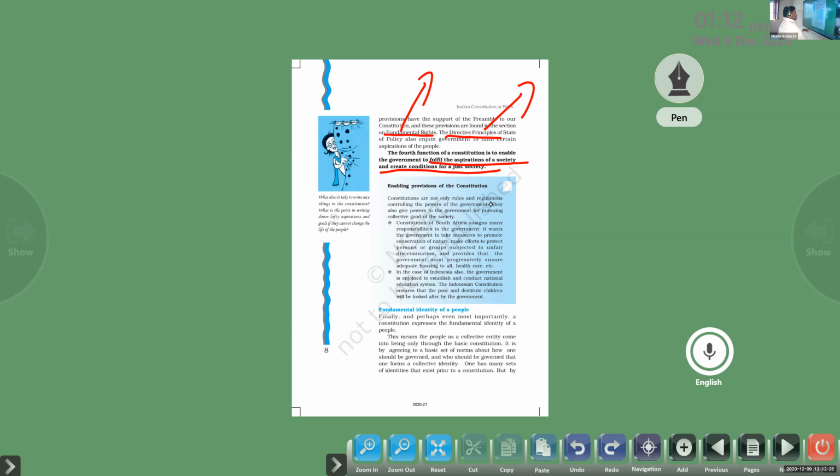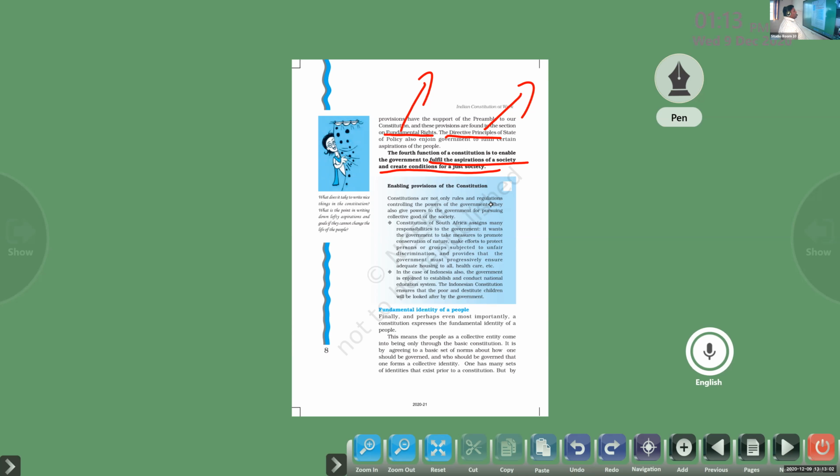Okay, so two constitutions we are discussing here. The Constitution of South Africa assigns many responsibilities to the government. What are they? It wants the government to take measures to promote conservation of nature, protecting the nature. Making efforts to protect persons or groups subject to unfair discrimination. So it wants to make rules and regulations to protect the people who face the problem of discrimination under the British rule.